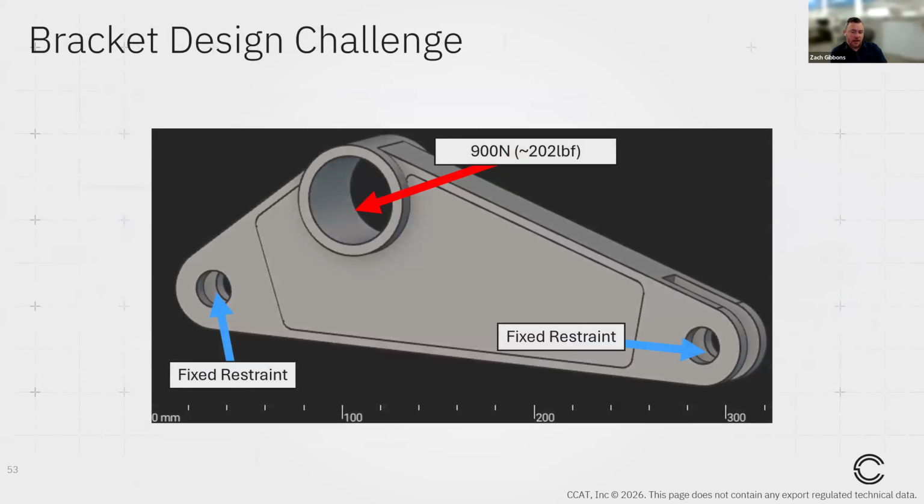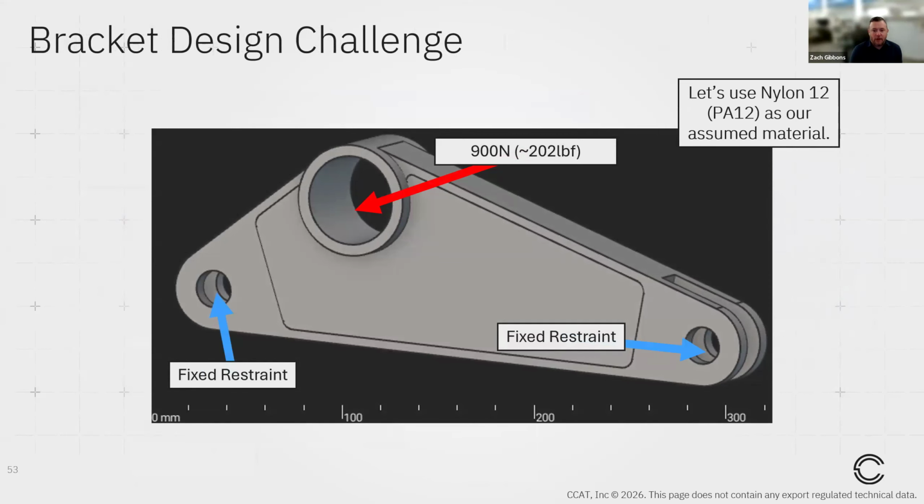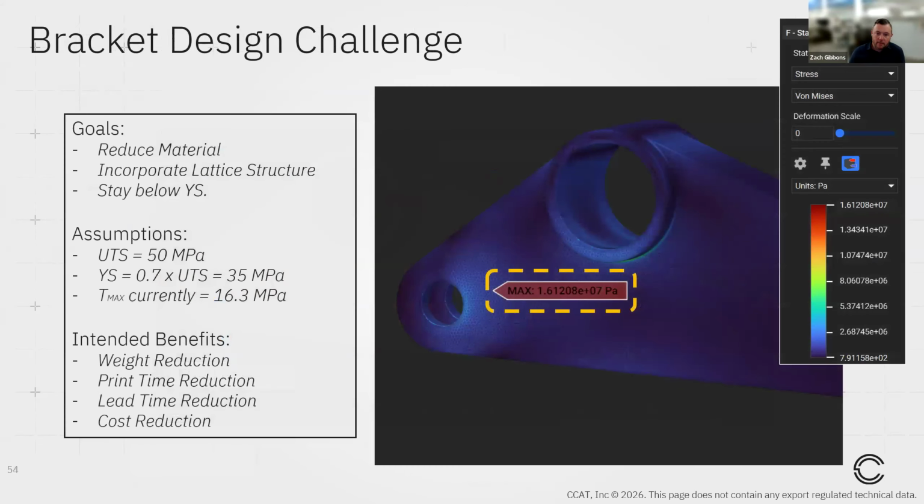This is a bracket design challenge that I pulled from one of our training classes to show you guys. So we have a kind of generic bracket with an assumed load case, and we assume a material. And so our goal is to redesign this bracket, right? Incorporating a lattice structure, reducing material while staying below the yield stress of that material, right?